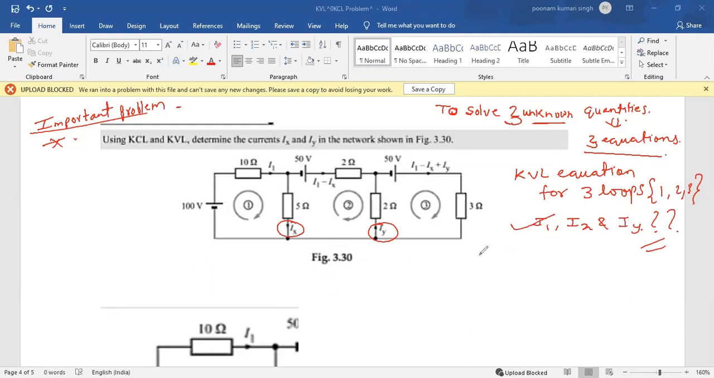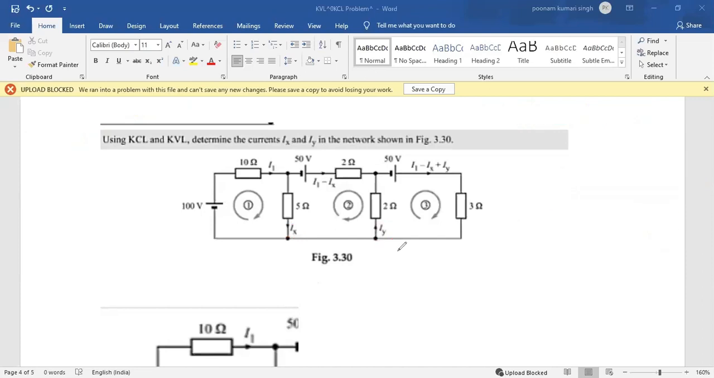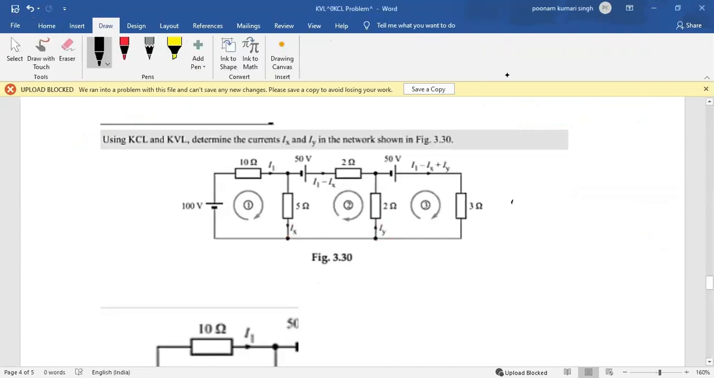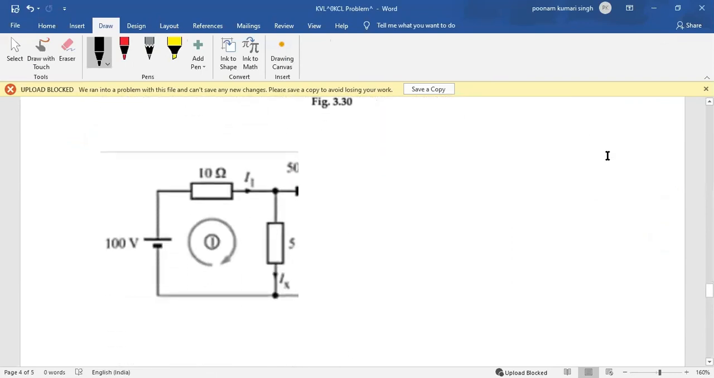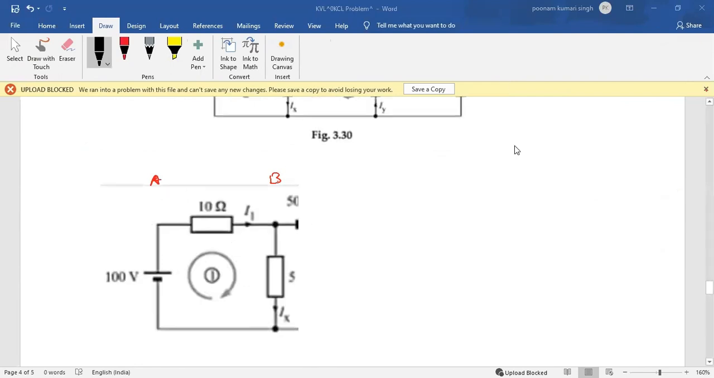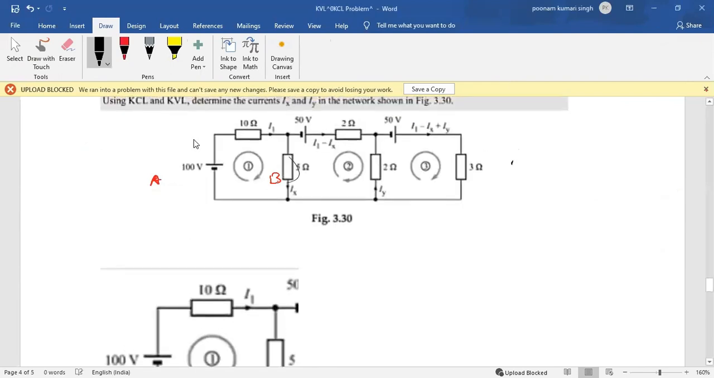So we'll start with the first loop. Let me clear this first. This is my first loop, so I can name the points A, B, C, D, E, F, G, H. Here we are talking about A, B, and G and H.